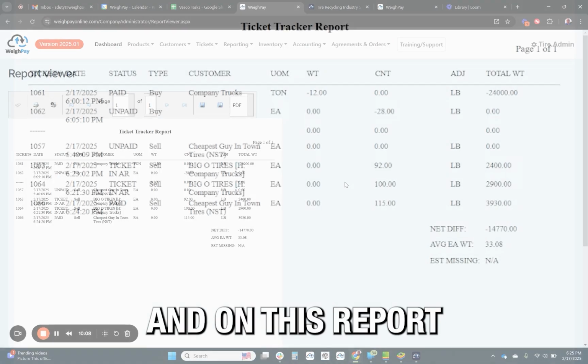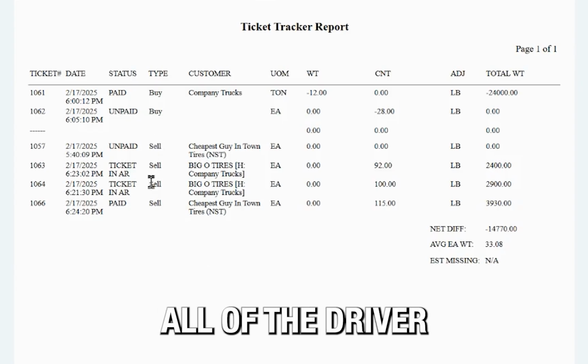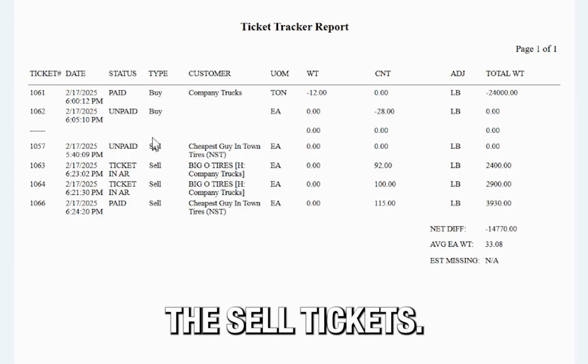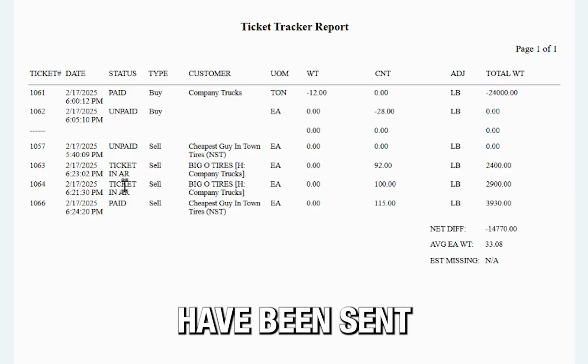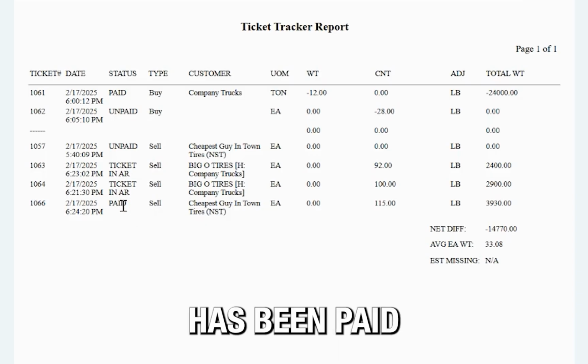And on this report, we have the ability to see all of the driver tickets. That's these, the sell tickets. That's the invoices we've created. And we can see that 2 of them have been sent to account. One of them has been paid in cash, and the other one is sitting here unpaid.